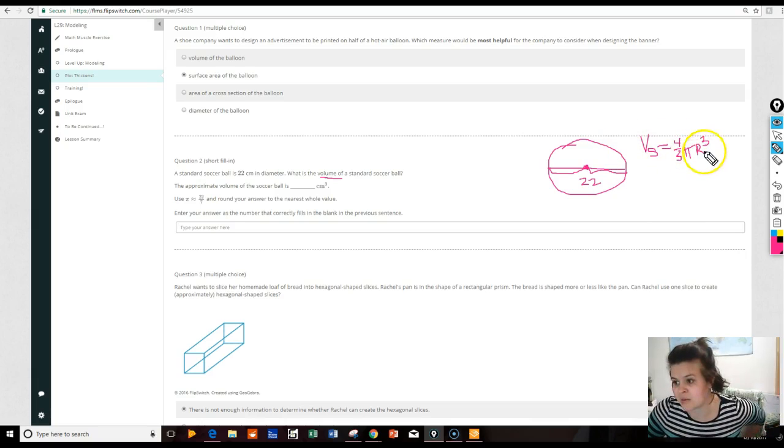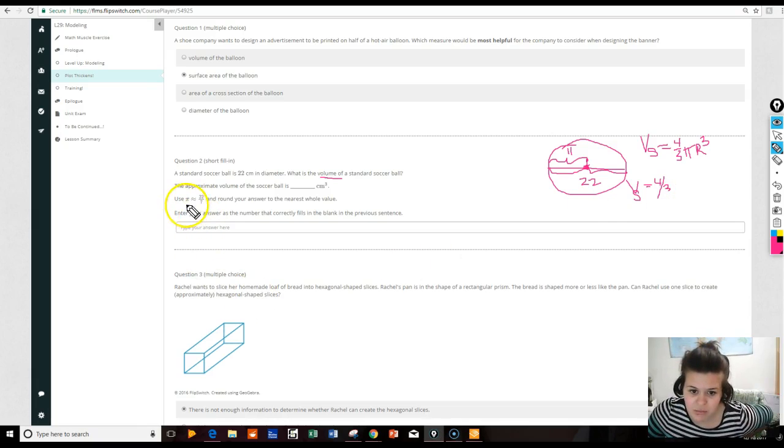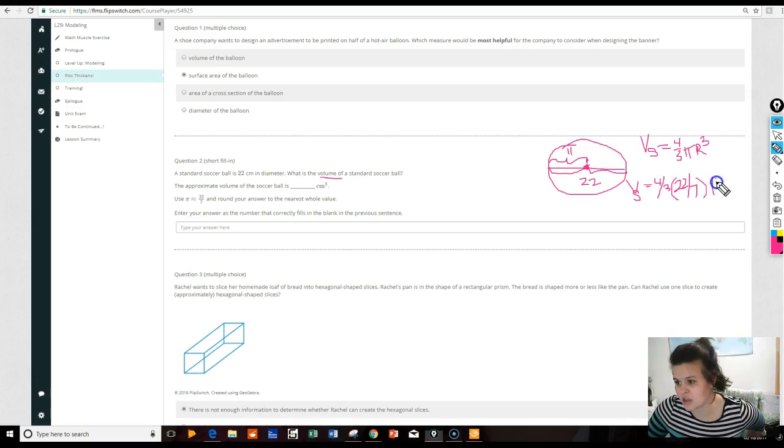So we need to find what our radius is, and the radius is half the length of the diameter. So half of 22 would be 11. So the volume of our soccer ball would equal 4/3. And they said use pi approximately as 22/7. So I'm going to use 22/7 times 11 cubed.